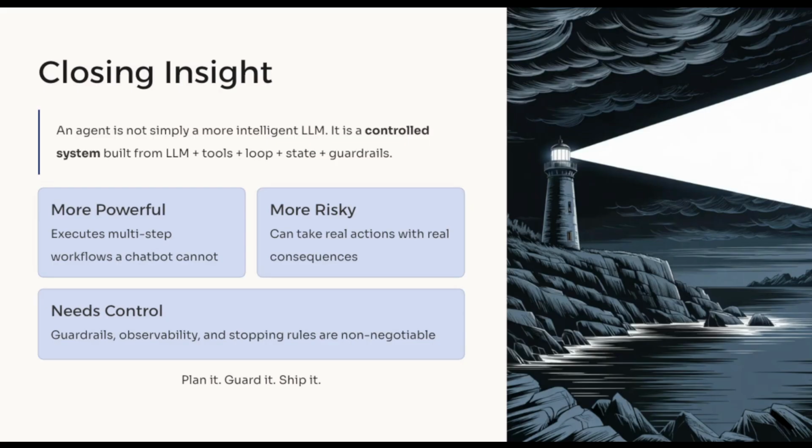The core components are planning, tools, memory, state, control loop, observability, and safety. Compared with a chatbot, an agent is more powerful because it can execute multi-step workflows. But it is also riskier because it can take actions. The final insight is this: an agent is not simply a more intelligent LLM. It is a controlled system built from LLM plus tools, plus loop, plus state, plus guardrails.